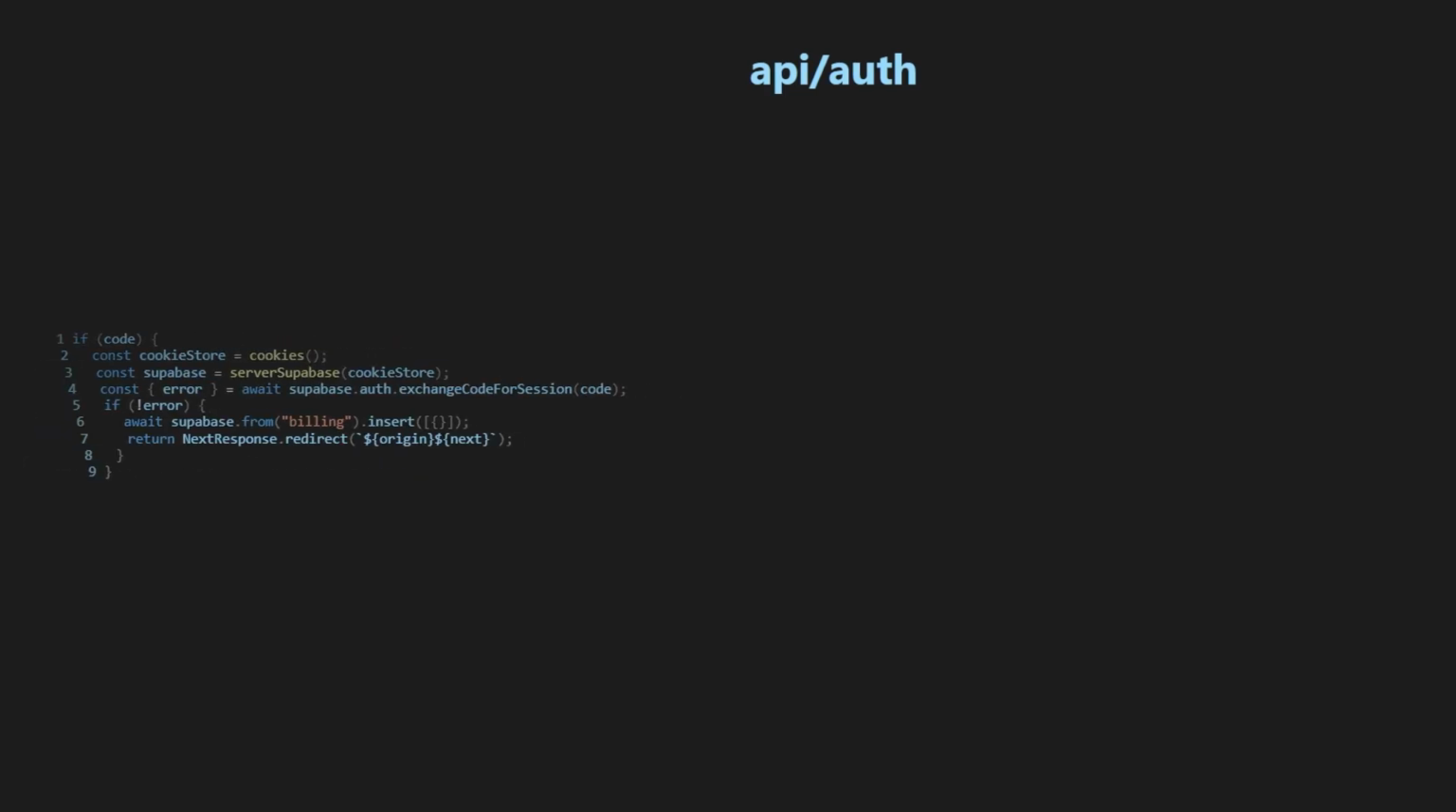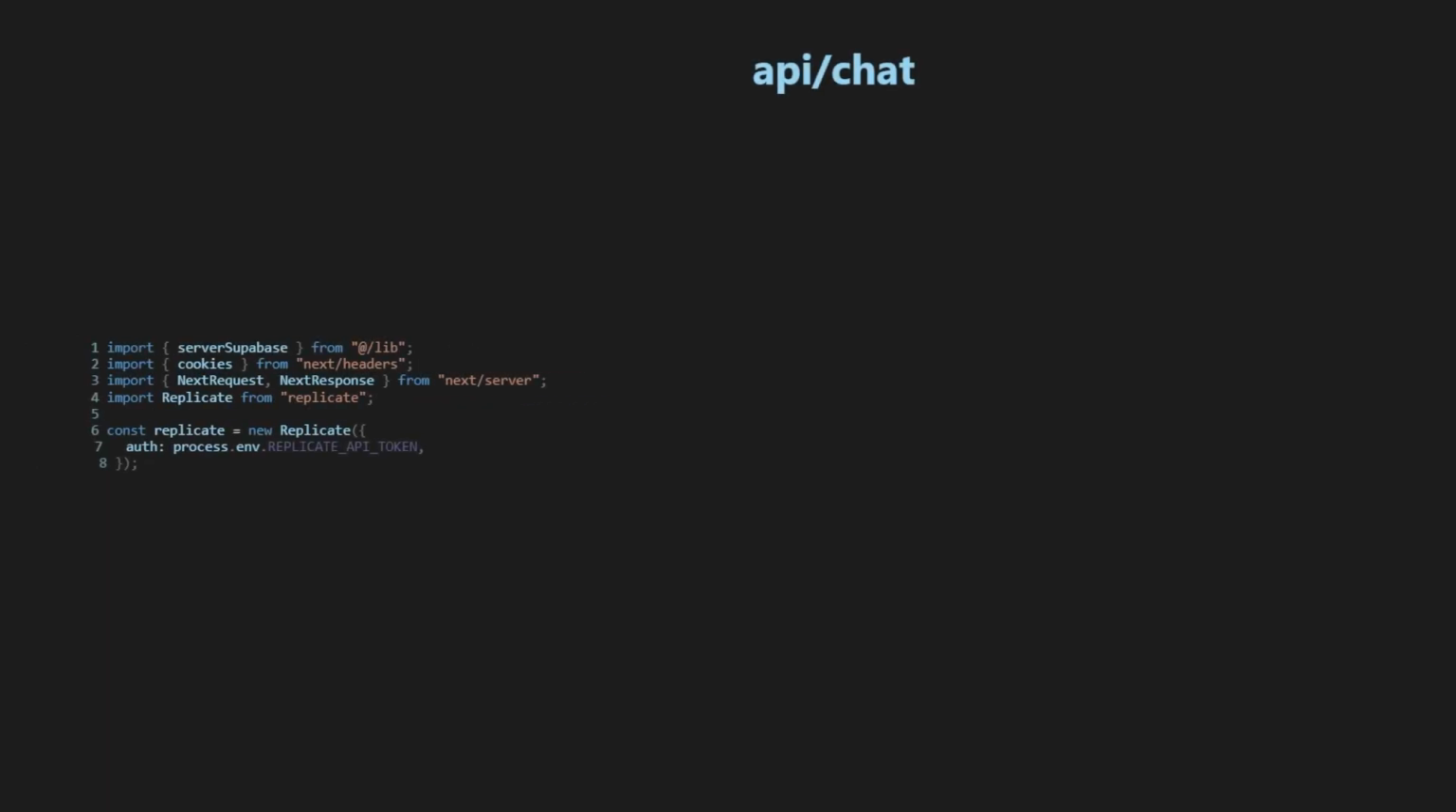Then we got the API /auth. So we are going to create our API folders and files. The first one is our authentication API. The provided code snippet is a GET request handler that processes an authentication code retrieved from Supabase. If the code is valid, we exchange it for a user session and redirect the user to the specified URL.